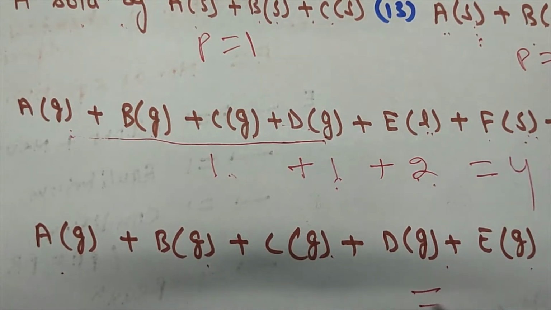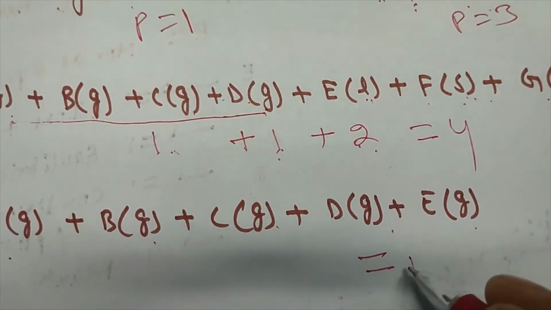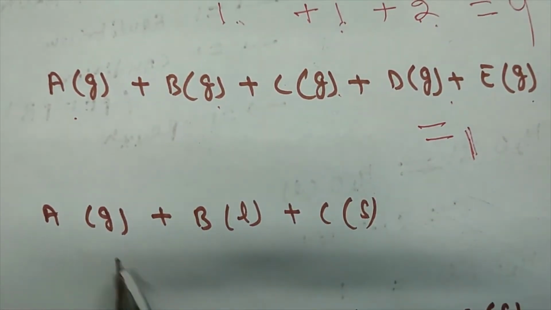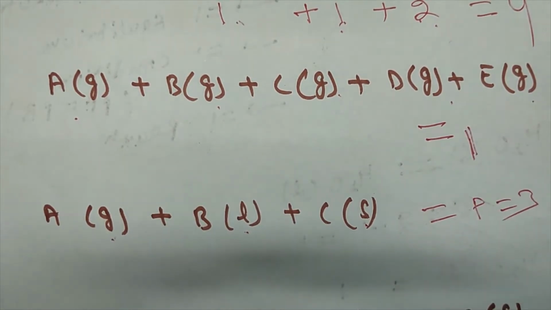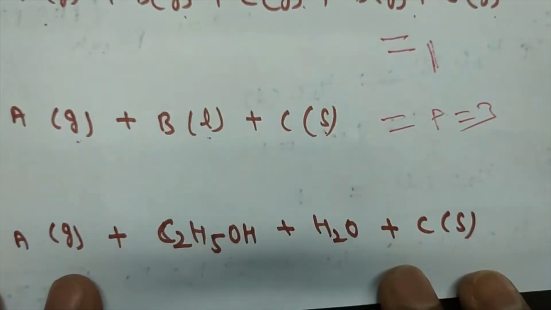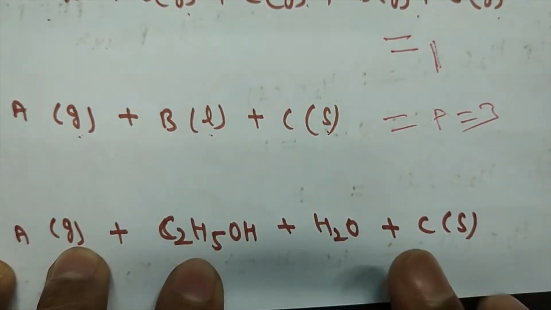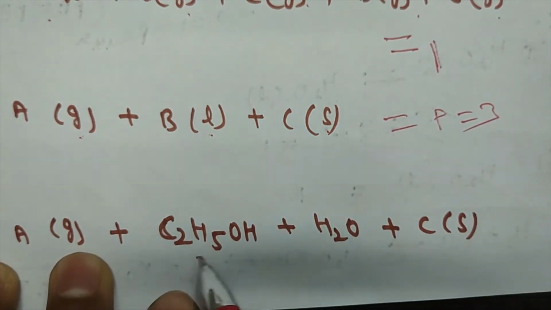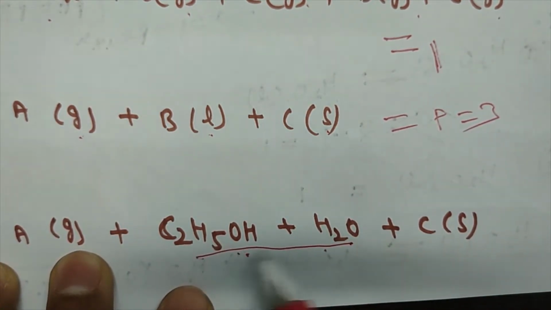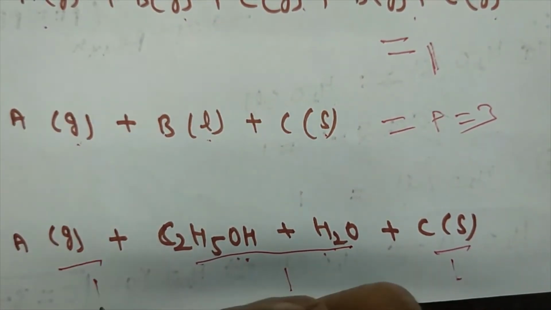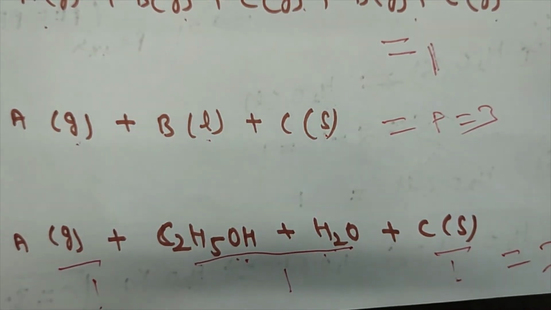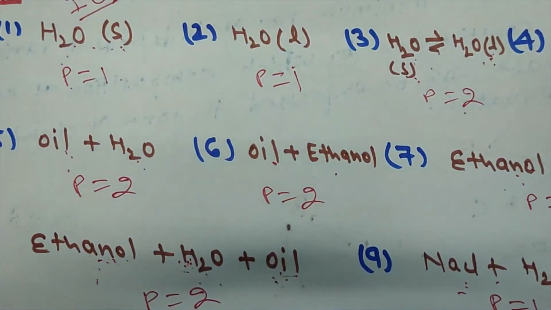Now here is gas, gas, gas, gas, gas. Whatever the number, phase will be 1. Again here gas, liquid, solid, they are totally different from each other. Phase will be 3. Again the last one, gas, ethanol, water, solid. They can be easily mixed with each other and both are liquids, then phase will be 1. Here solid, phase will be 1. Here gas, phase will be 1. Then total 3 phases.